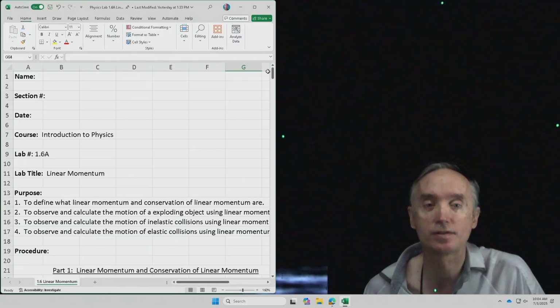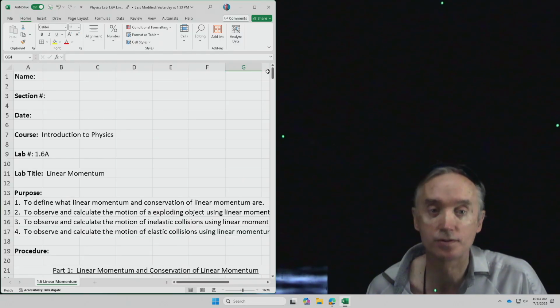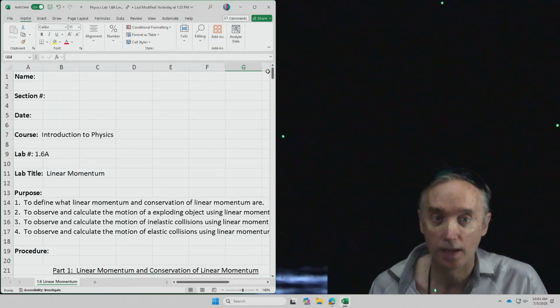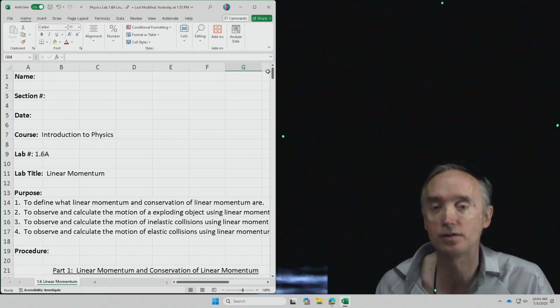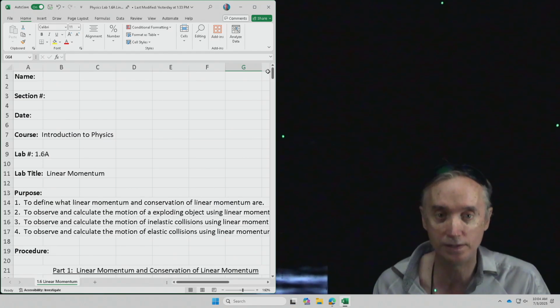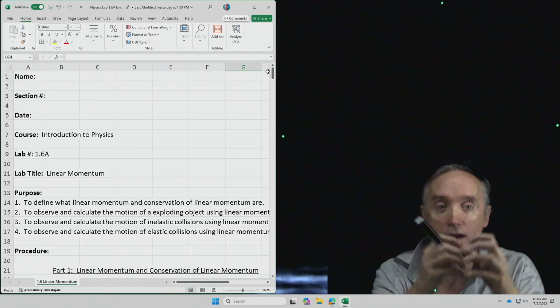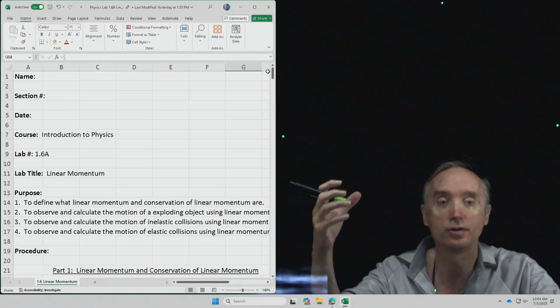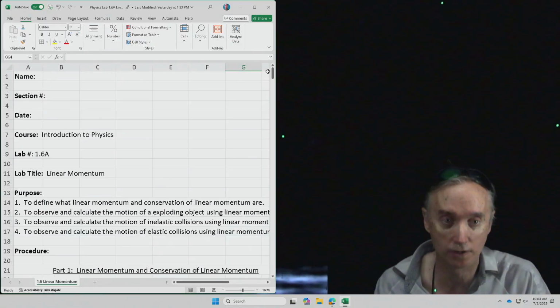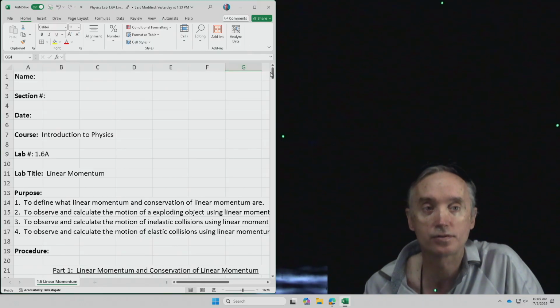So the purpose of today's lab is to define exactly what is linear momentum and what we mean by conservation of linear momentum. And then we're going to explore objects that explode, and by using conservation of linear momentum, we're going to figure out what the pieces do. And then we're going to do two objects that are colliding and then sticking together. And then we're going to do two objects that are colliding and then bouncing off of each other. And we're going to be analyzing all of this in terms of linear momentum.